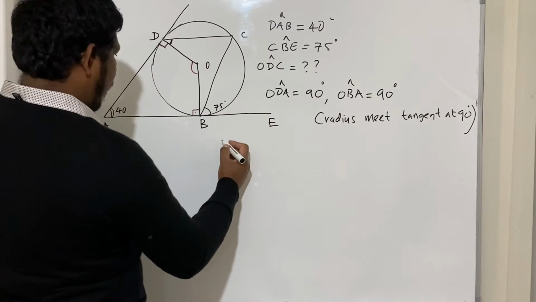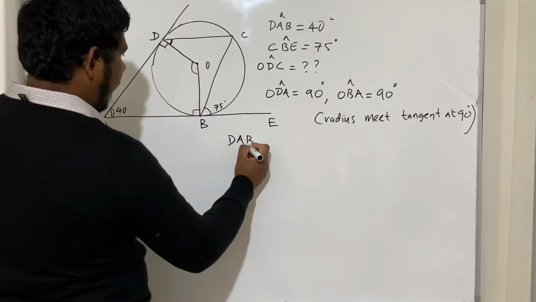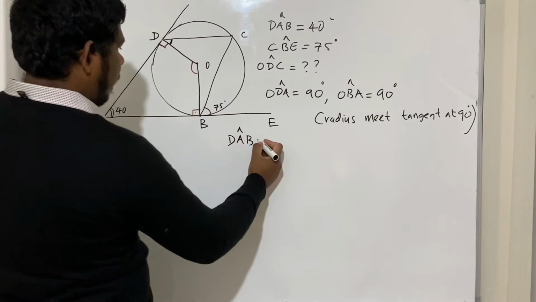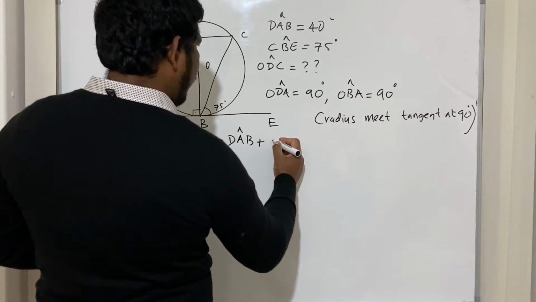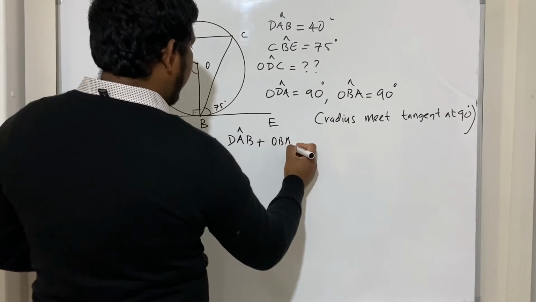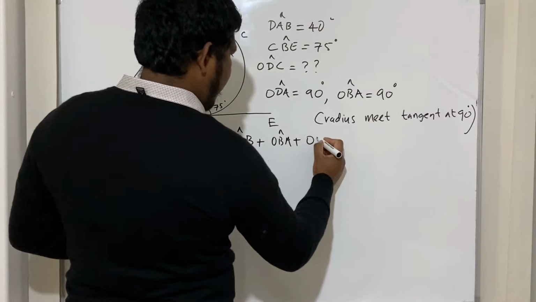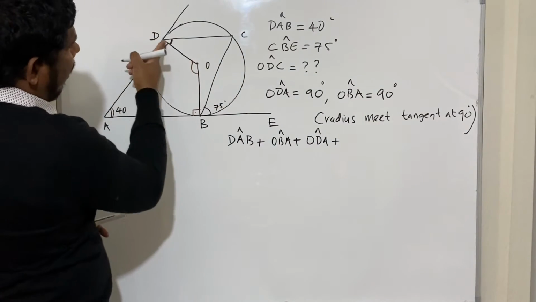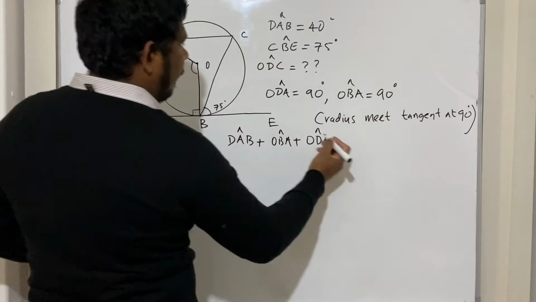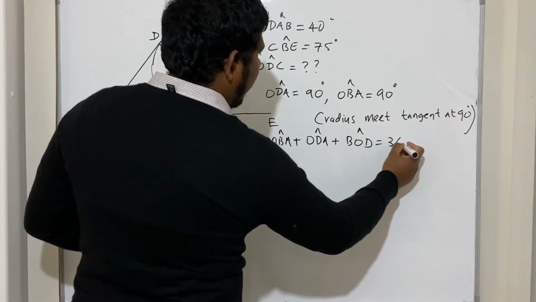And we can write down angle DAB plus angle ABO, or OBA, plus angle ODA plus angle DOB, or BOD. Angle BOD is 360 degrees.